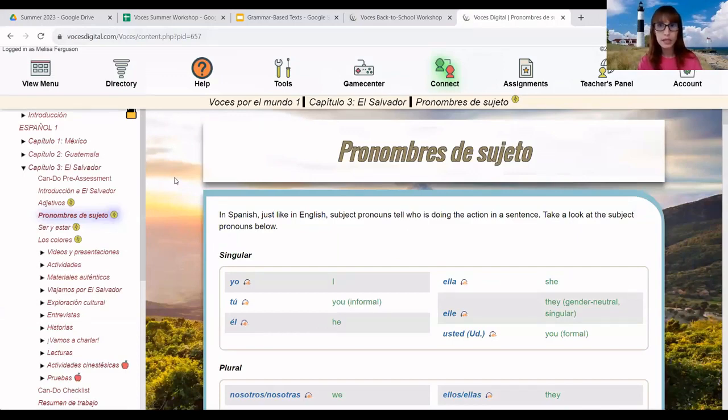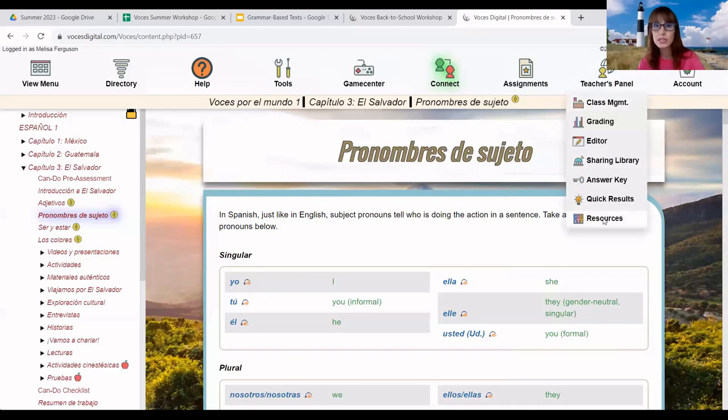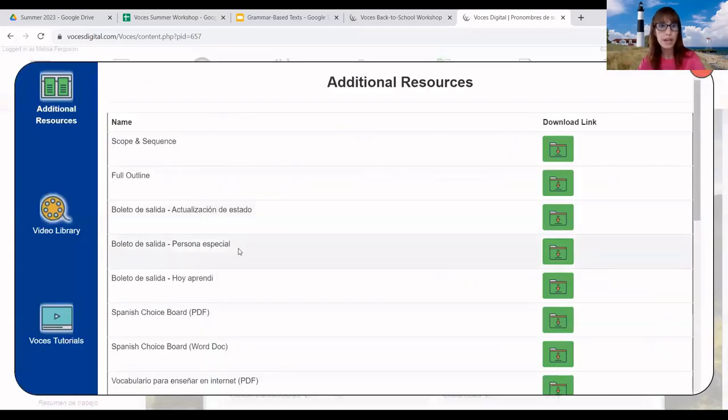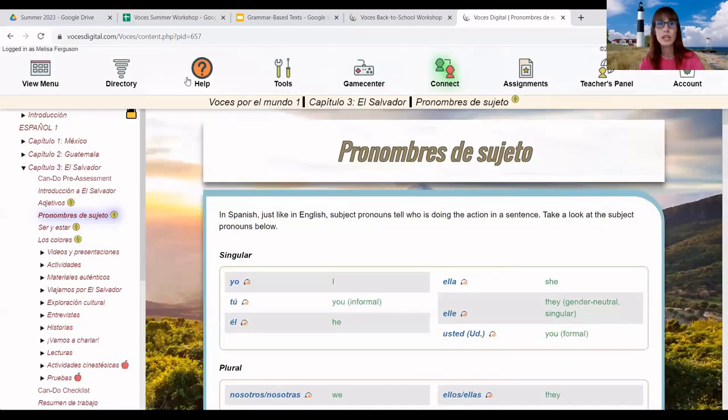Okay, can you see that I'm in VOCAS Digital now, or are you still seeing my slideshow? Yes. Okay, so if you want to find the exit tickets, you're going to go to resources. And here are Spanish ones. You've got a special person exit ticket, a status update, Today I learned. So there's different ones that you can use and you can just download them and print them out.